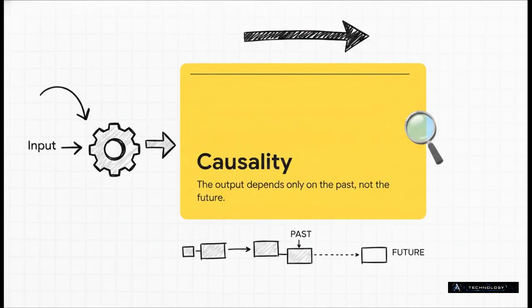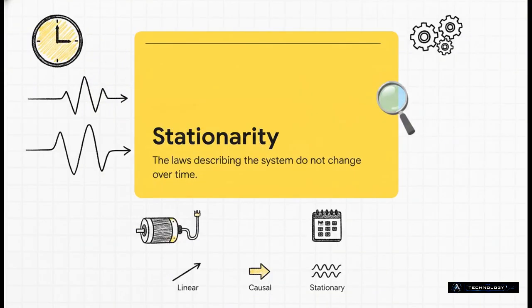Rule number 2 is causality. This one's super intuitive, honestly, because it's just a logical necessity in the physical world. Causality simply means that the output of a system at any given moment depends totally and exclusively on what happened in the past. The effect can never ever precede the cause. A system literally cannot react to an input before that input has actually been applied. Makes sense, right? And our third and final rule is stationarity, which you might also know as time invariance.